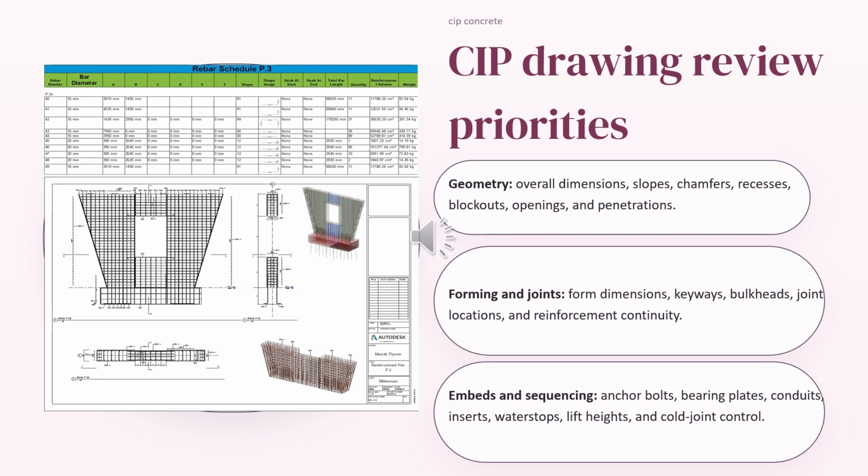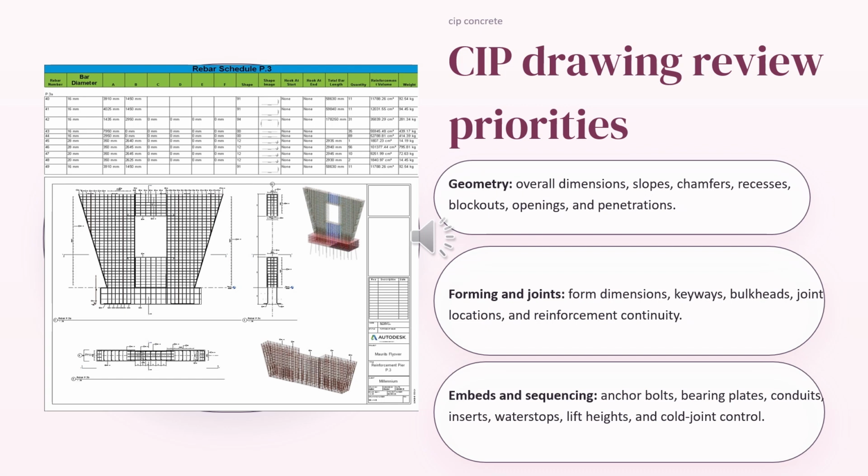The main purpose of CIP drawings is that they show the exact geometry and details needed to build the forms, place reinforcement, install embedded items, and sequence the concrete pour. The unique items to check in a CIP concrete drawing are the geometry, formwork details, embeds and sequencing, construction joints, pour sequence, concrete cover, coordination, and finish requirement.